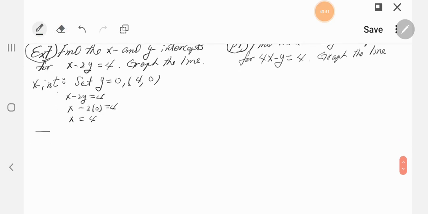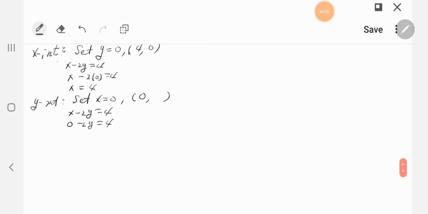Okay, y-intercept. Let's find the y-intercept. Okay, set x equal to 0. So x equals 0, then we will find the y value. So x minus 2y is equal to 4. X equals 0, minus 2y is equal to 4. Then negative 2y is equal to 4. Divide each side by negative 2.